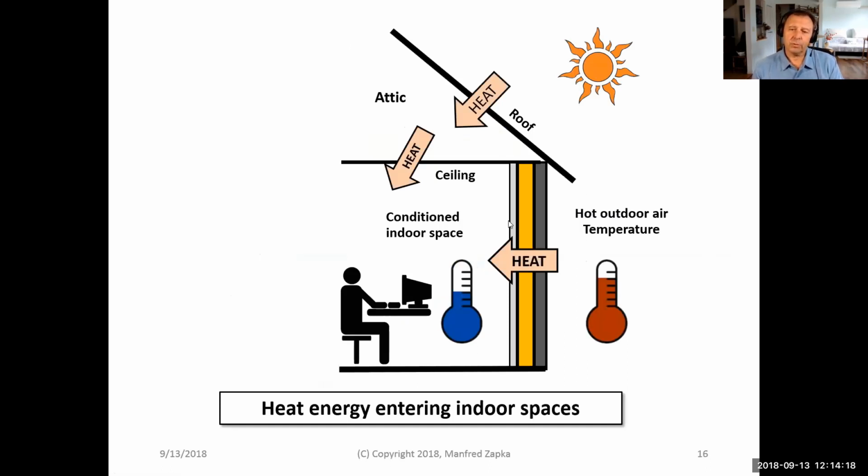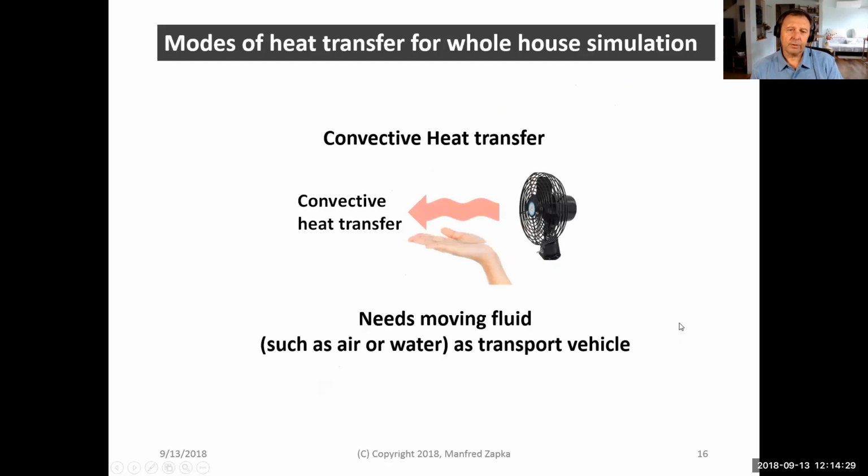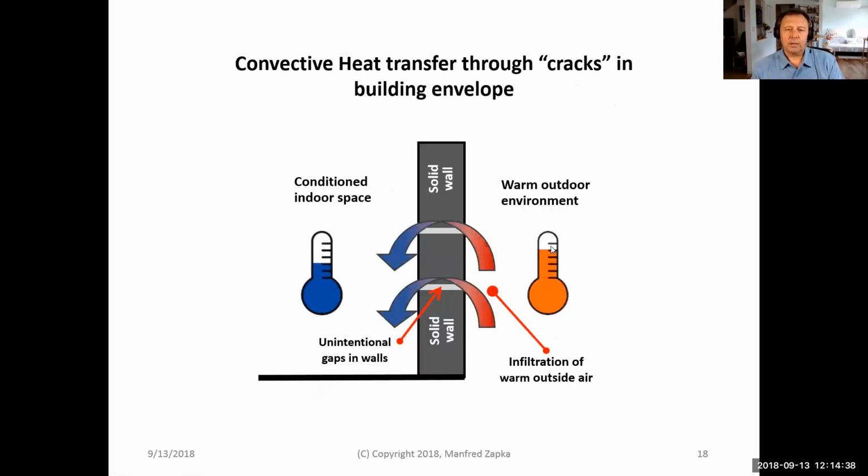Heat is coming not only through the walls, it can also be going through the roof and then into the attic and then to the ceiling. Now we look at convective heat transfer, and convective heat transfer always needs a fluid. It's either air or water to transport the heat. And we have, for instance, something which we call leakage of an envelope, which are unintentional openings in the envelope, some kind of cracks.